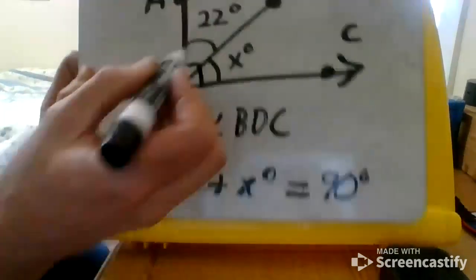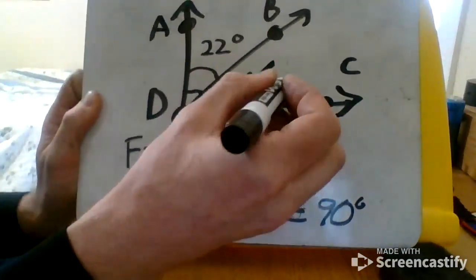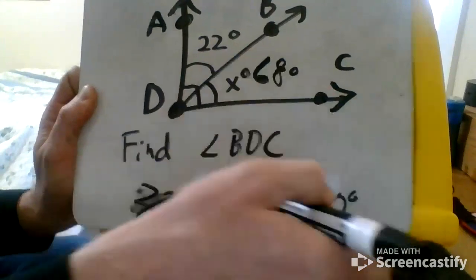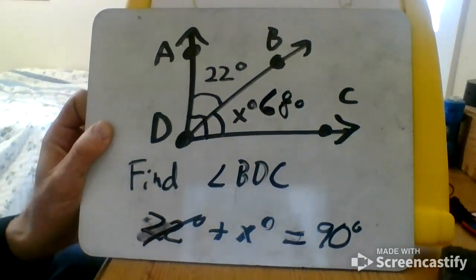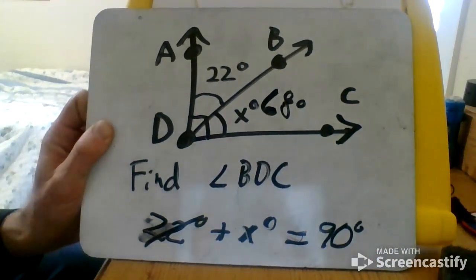So this angle is 22. This one right here must be 68 degrees because those are complementary angles. So hopefully you got that from the videos, but I wanted to show you one example on my own.